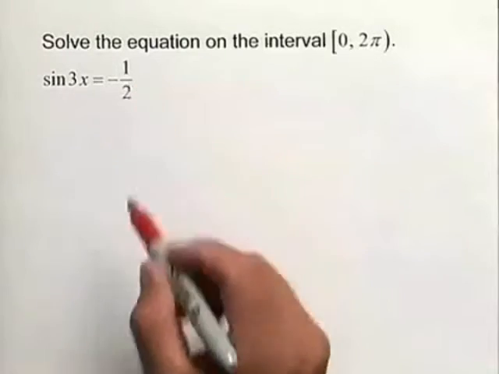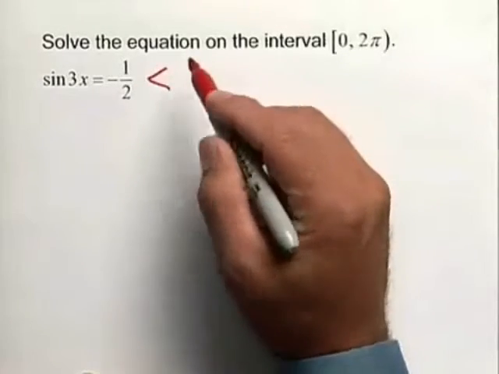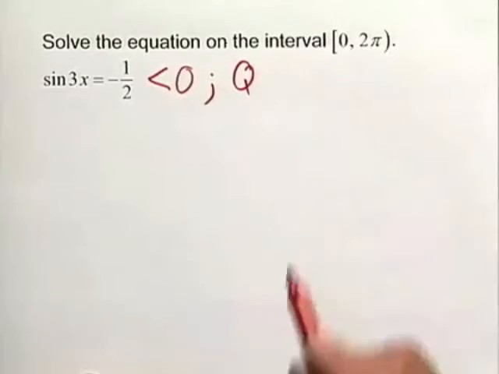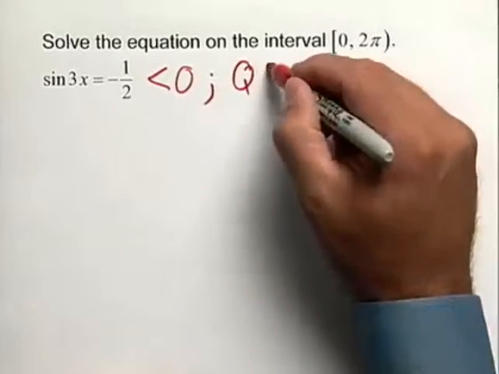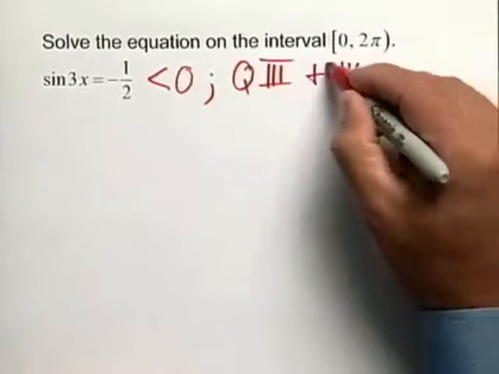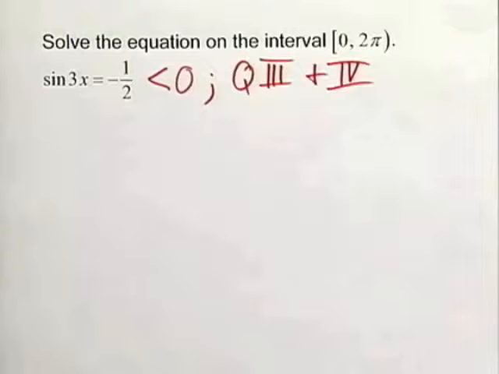All right, first thing you want to do is recognize the sign. The sign value is negative, or less than 0. What this tells us is that our answer is going to lie in quadrant 3, and another answer will lie in quadrant 4. So we'll keep that in mind as we solve this trig equation.